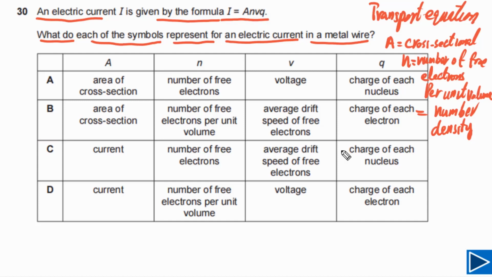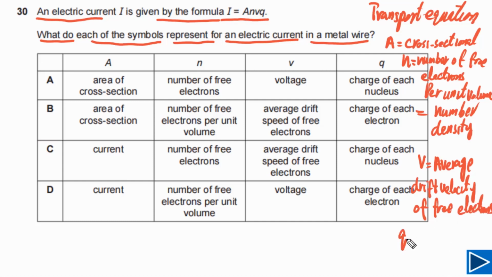Now if you go to V, V is the average drift velocity of electron. So this is average drift velocity of free electrons. Q is the charge on single electron.